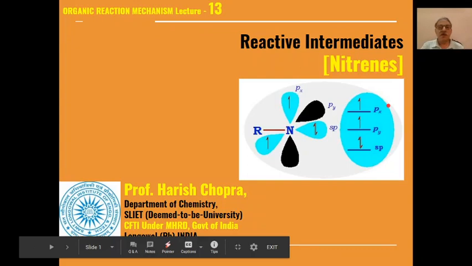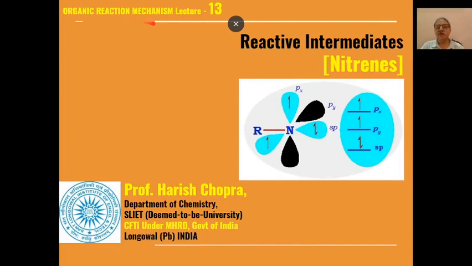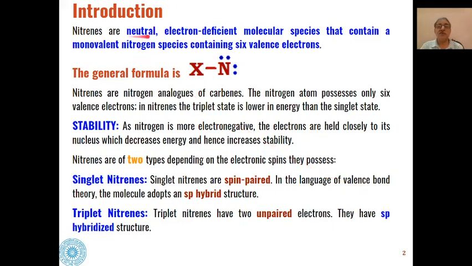Dear students, this is our 13th lecture on organic reaction mechanism, and we are continuing our discussion on reactive intermediates, and today we will be discussing nitrenes. Nitrenes, as you know, are neutral, electron deficient molecular species that contain a monovalent nitrogen species containing 6 valence electrons.